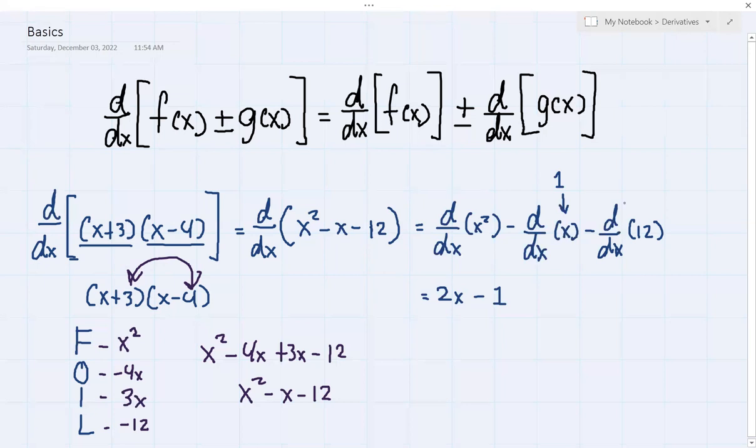And lastly, kunin natin derivative na constant term na si 12. So remember, constant term, tapos yung derivative niya ay 0. So therefore, we have 0. Hence, we have 2x minus 1. So that is now our answer.